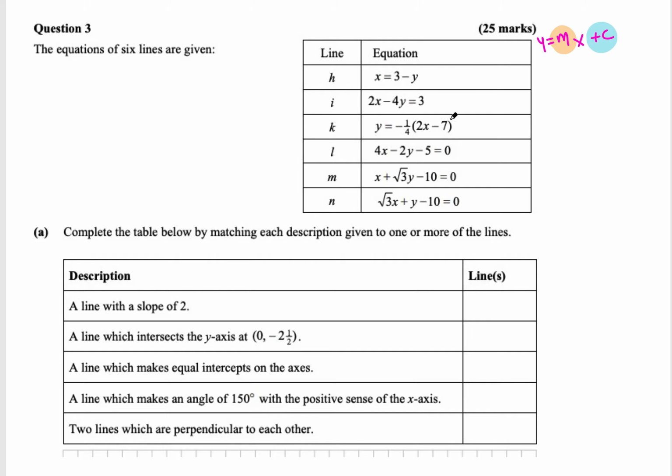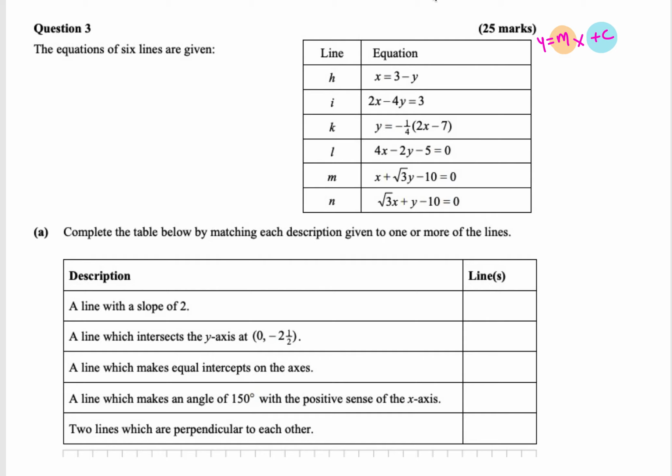So in this question, in 2013, you're asked to look at some equations and then answer some questions. Which has a slope of 2, which has an intersect with the y-axis of 0, minus 2.5, a line which makes equal intercepts with the axes, a line which makes an angle of 150 with the positive sense of the x-axis, and two lines which are perpendicular to each other. So we're asked to organise these lines.